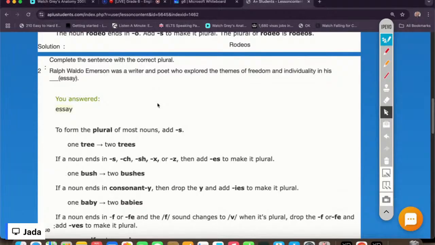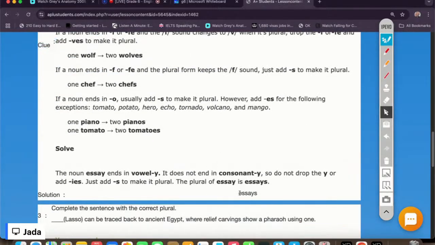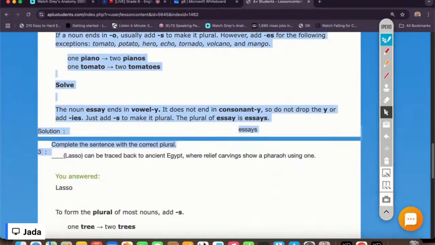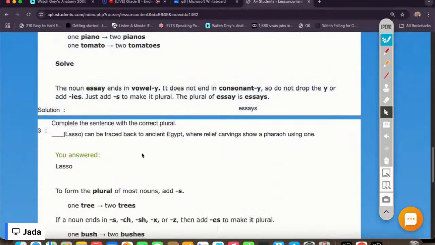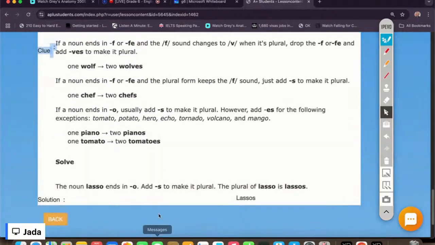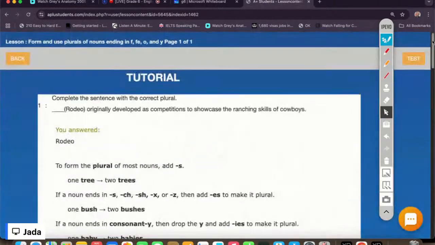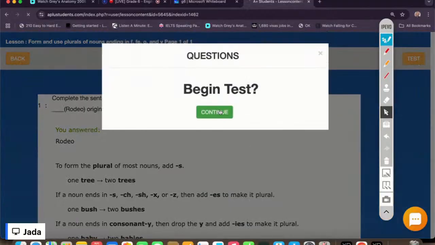Okay, so we have: Ralph Waldo Emerson was a writer and poet who explored the themes of freedom and individualism in his essays. So complete the sentence with the correct plural. So it's going to be essays with S, okay? Lasso can be traced back to ancient Egypt, where relief carvings show a pharaoh using one. So what will we have? Lassos with S. Okay. Okay, so we go to the test and you can share your answers with me.